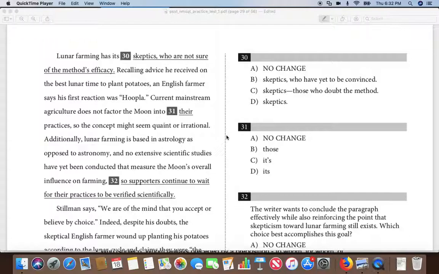Like repeating itself. Totally repetitive, right? Because what's a skeptic? People who aren't sure about something. I would describe a skeptic as a commonly understood term. It's not real advanced or technical. I don't know if a kindergartner would know what a skeptic is, but I think the average reader would know exactly what that is. You don't need to define it there. Nothing is added by saying skeptics who have yet to be convinced.